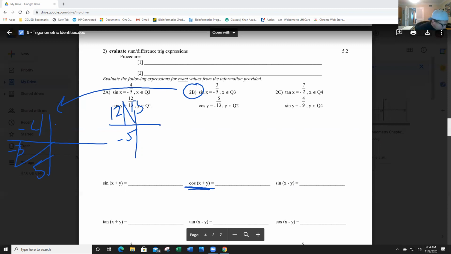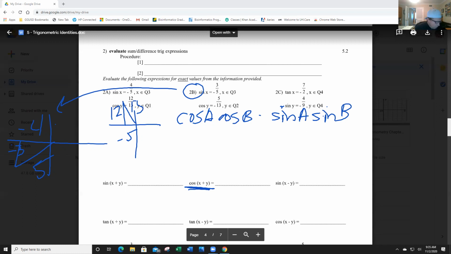So cosine of x plus y, let's make sure we know what that formula is. Cosine of x plus y, or on my sheet, a plus b, is cosine A cosine B minus sine A times sine B. Okay, no problem at all.